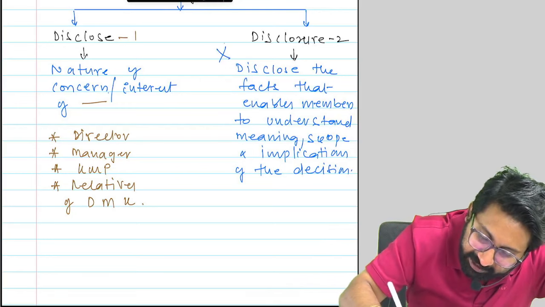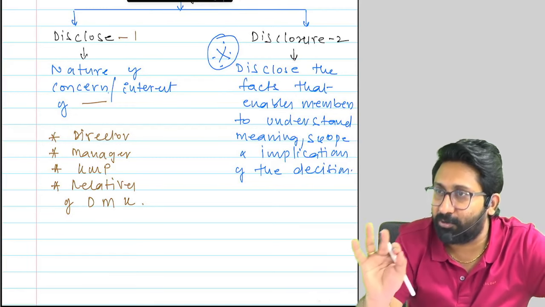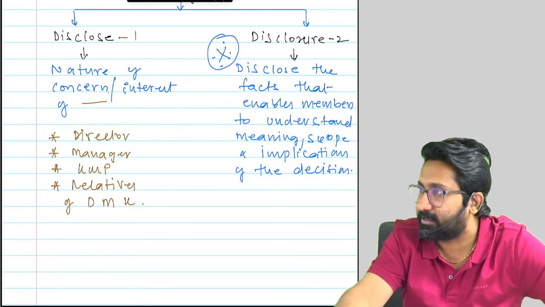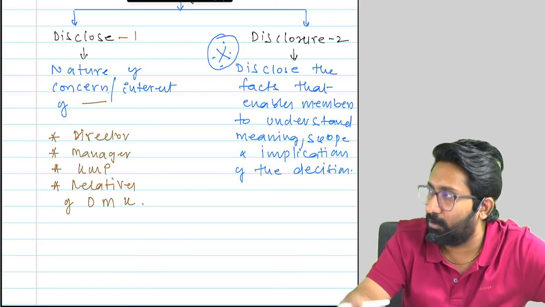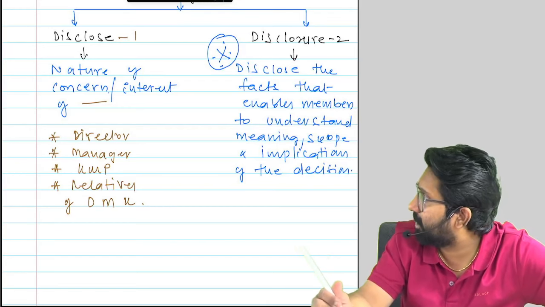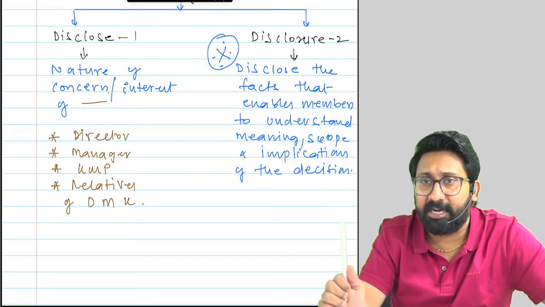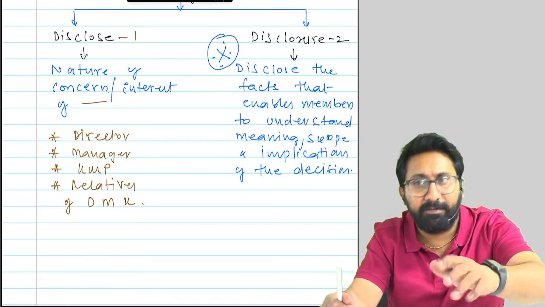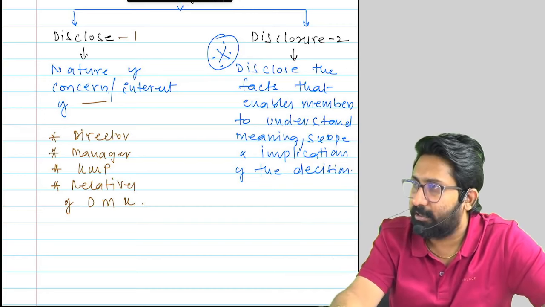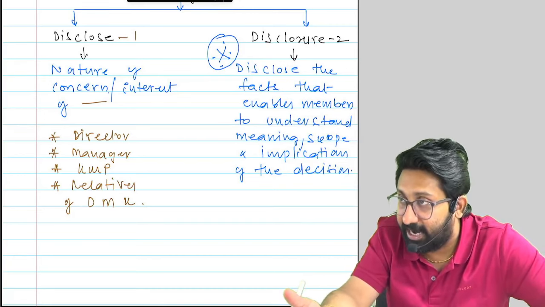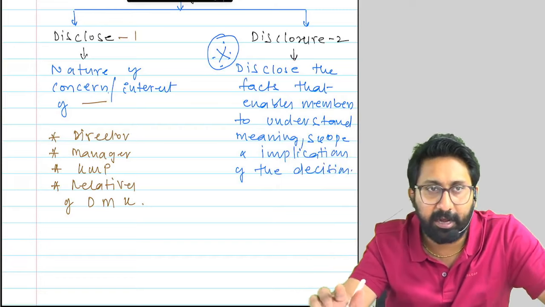This point as it is, you have to write in the exam. I don't know how you will remember. They will definitely ask a question this time for 2 marks or 3 marks: explain the contents of explanatory statement. At that time, don't put on white faces. You have to write. What is disclosure number one? Disclose the nature of concern of director, manager, KMP, relatives. If they are not involved, even then you have to disclose certain things. What is that? Disclose all the facts that will enable the members to understand the meaning, scope, and implications of the decision. Understood the point clearly?